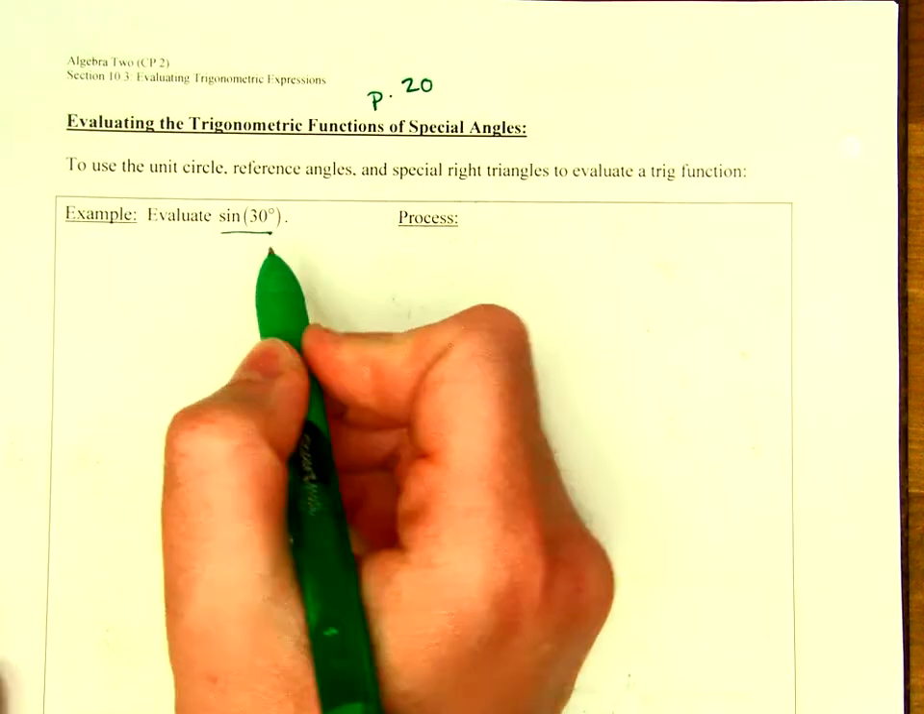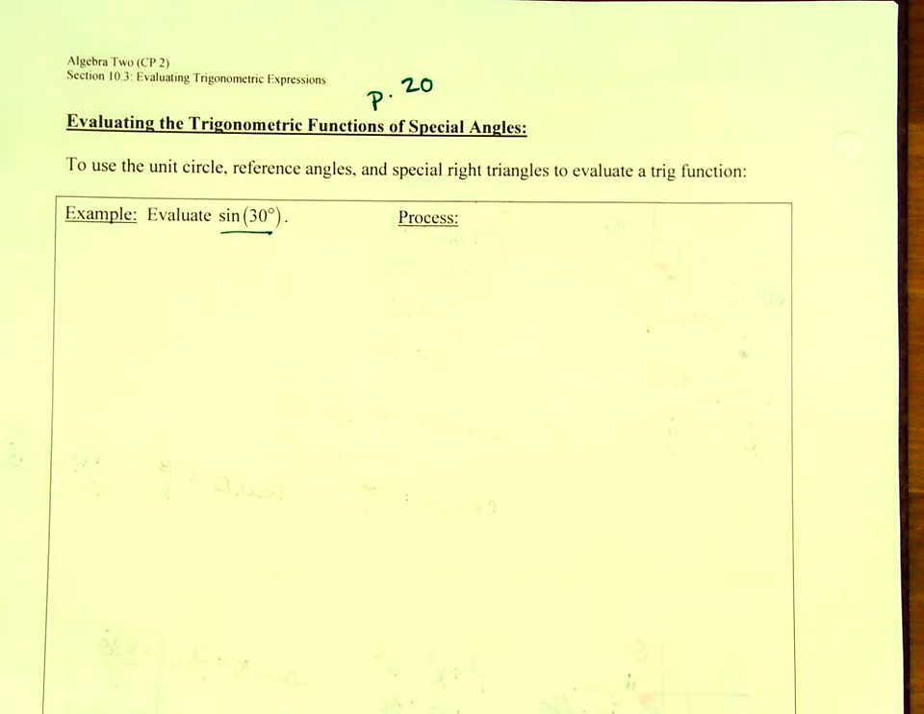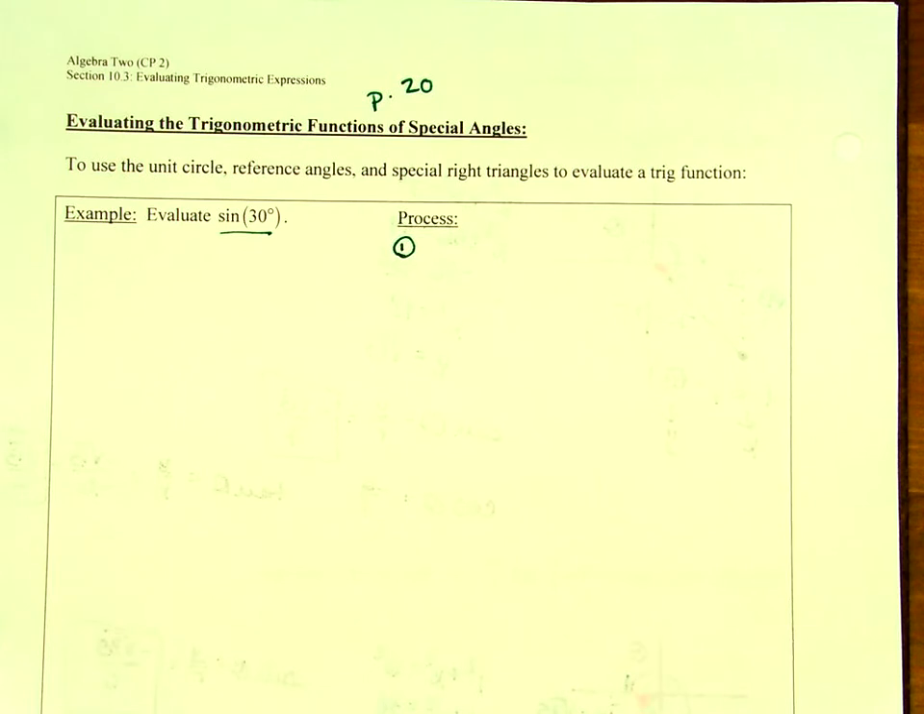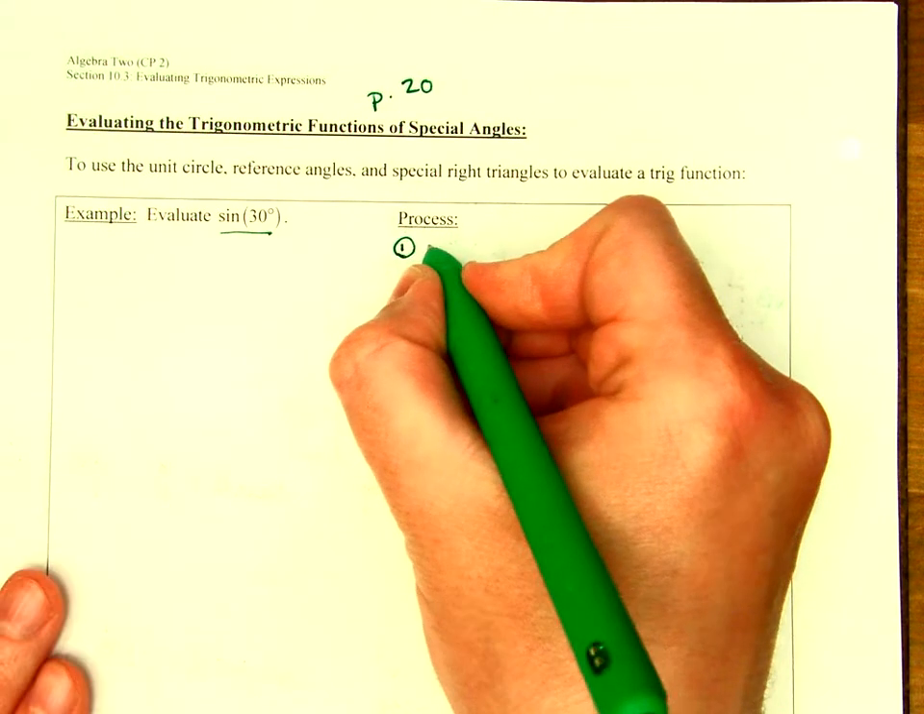The first thing I want to do is evaluate the sine of 30 degrees. And I want to see what the calculator is actually doing when it comes up with the number that it gives us. Where are these things coming from? Here's our process. Step number 1. First thing we're going to do is draw our angle in standard position.